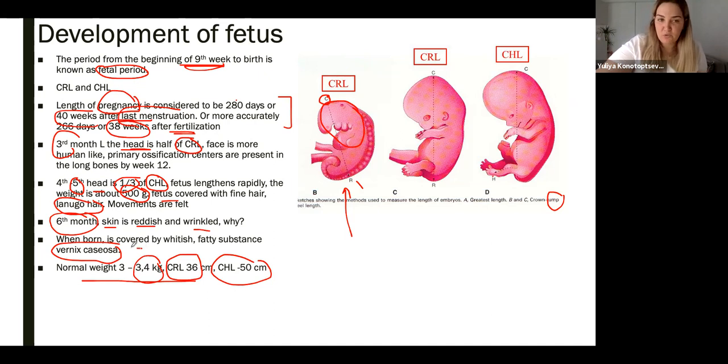What is the purpose of fatty substance? To protect the embryo. Can you imagine for 9 months you're in the amniotic fluid? Sometimes you take a bath for too long, already all wrinkled, you know? You wash the dishes, already the hands are wrinkled. What about 9 months in the fluid? Definitely I need to make sure that fluid is not entering or leaving the embryo. That's where the vernix caseosa comes in.